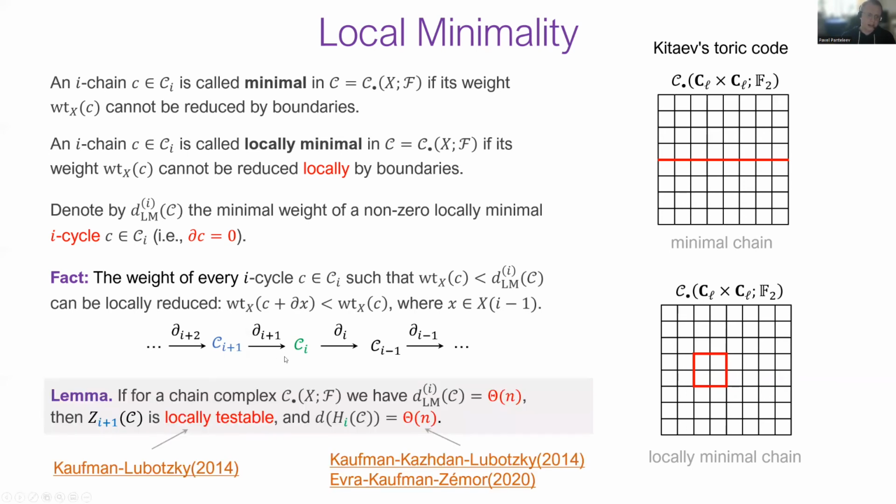Using this idea, it is possible to show that if a chain complex has this property, then the code defined by the kernel of this matrix, and the quotient code defined by these two parity check matrices, have linear distance. So this code is locally testable, and this code has good distance. And in fact, these ideas were already used in the literature before.